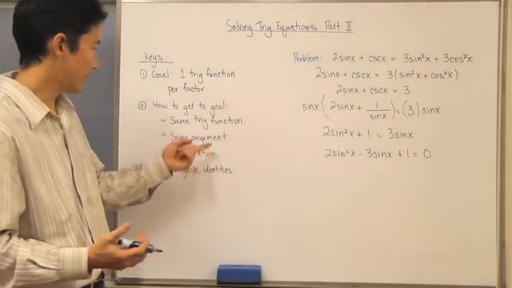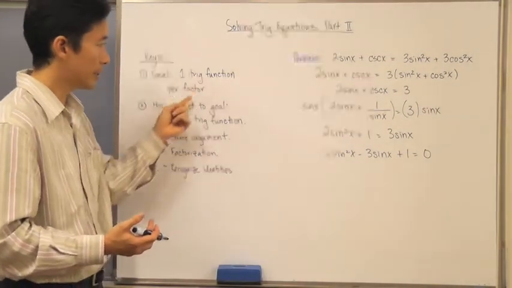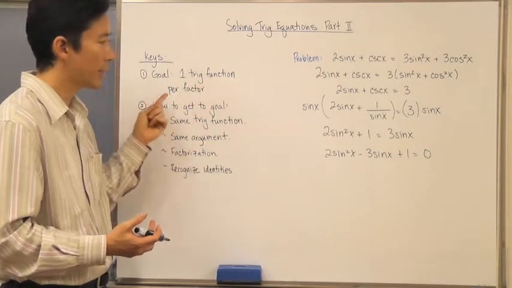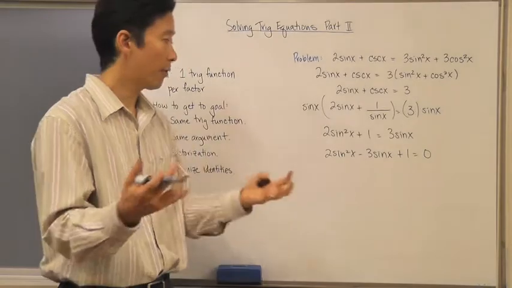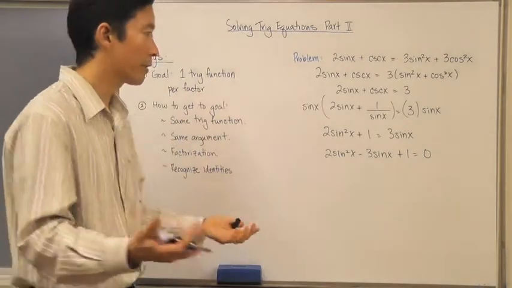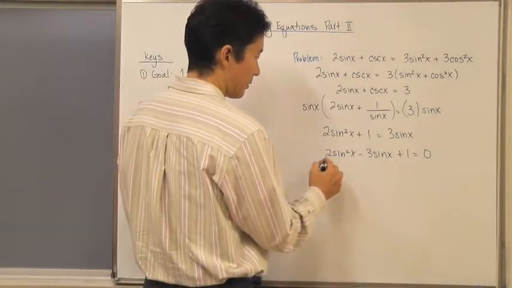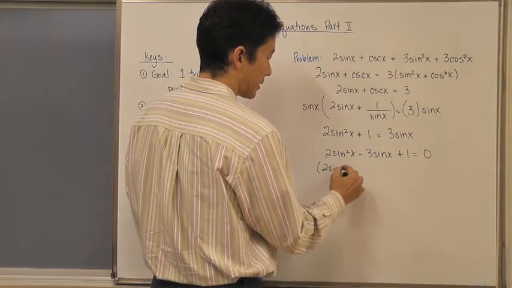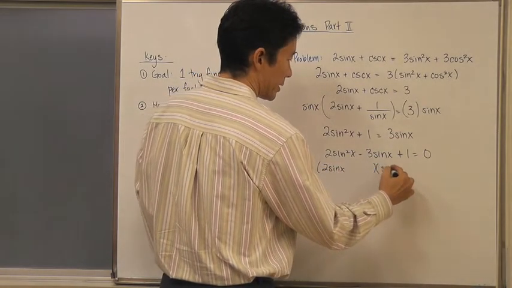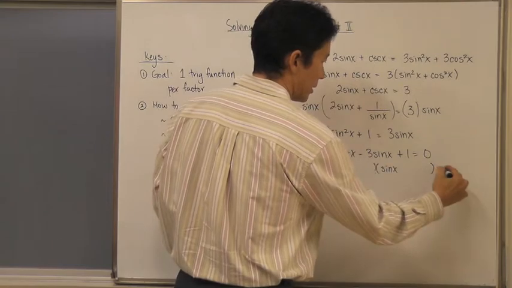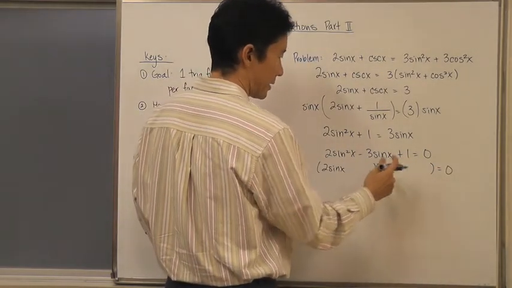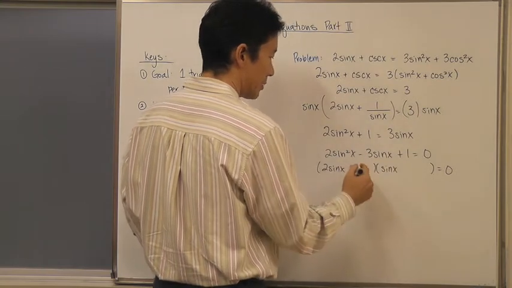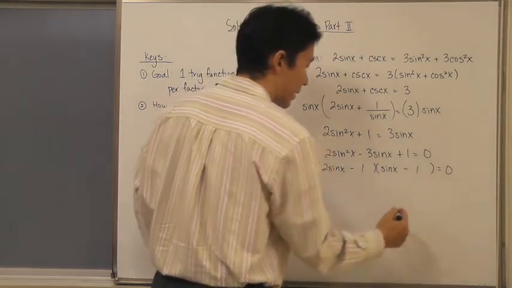Can we factor that? Because remember, again, the thing that we want to try to get to is one trig function per factor. We have one trig function here. Of course, this one is squared. But if we factor it, then everything should just be one trig function per factor. So what we have then is 2 sine of x. We know that this is also going to be sine of x. This has to be equal to 0. And then we know for a fact that this has to be a plus 1, so this is a minus 3 as well, so that has to be a minus 1 and a minus 1.